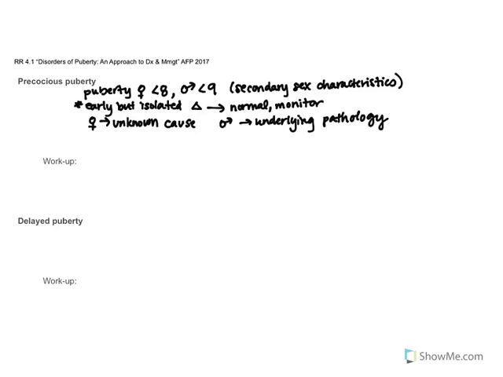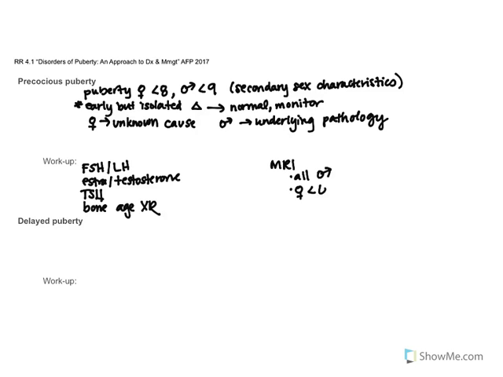Workup of precocious puberty consists of labs and some imaging. To begin with, you're going to want to get an FSH and LH, estradiol level in girls, testosterone in boys. They all need a TSH. And they all also need a bone age x-ray. Some patients also require an MRI. This includes all boys with precocious puberty, girls under the age of 6, and any patient with neurological symptoms.